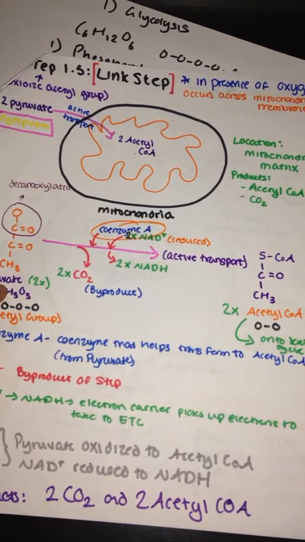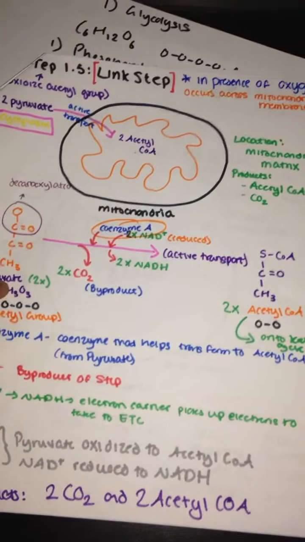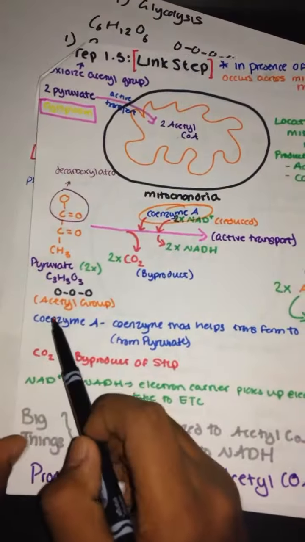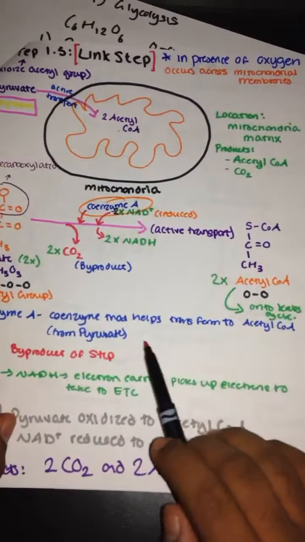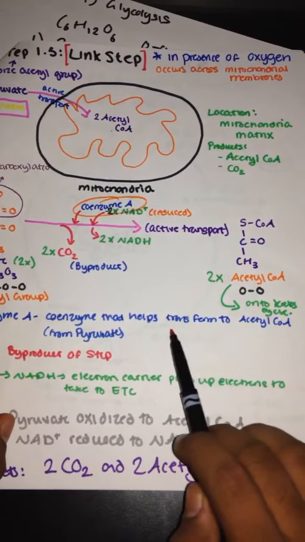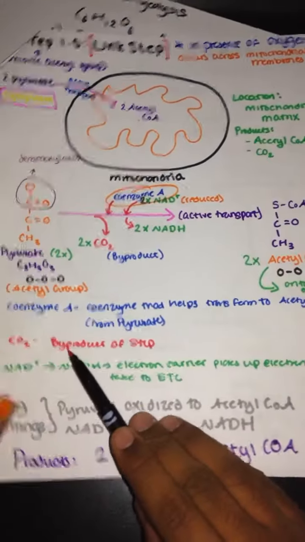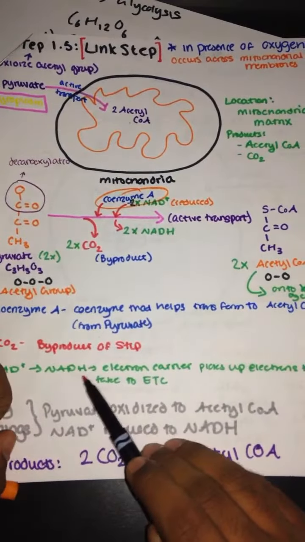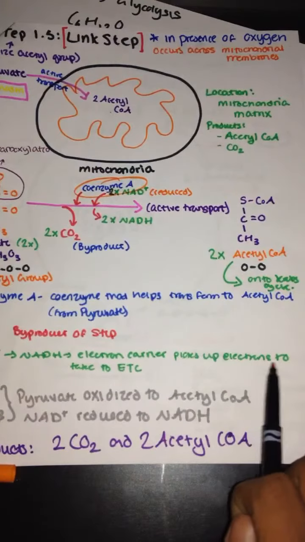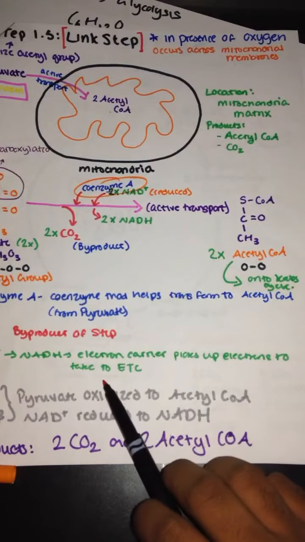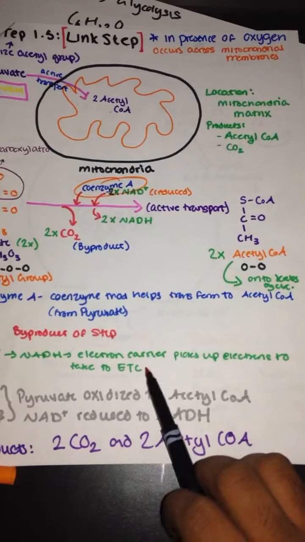However, in the link step, you need to know that no ATP is used and no ATP is produced. So, this is explained more here. Coenzyme A helps form the pyruvate to acetyl-CoA right here. And CO2 is a byproduct, and NAD plus to NADH is an electron carrier that picks up electrons and takes it to the Krebs cycle, actually, sorry.